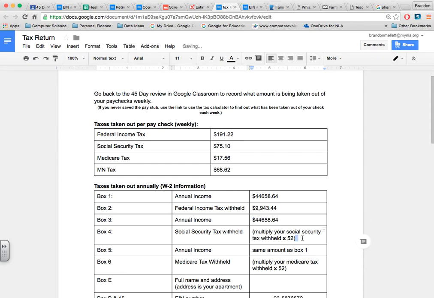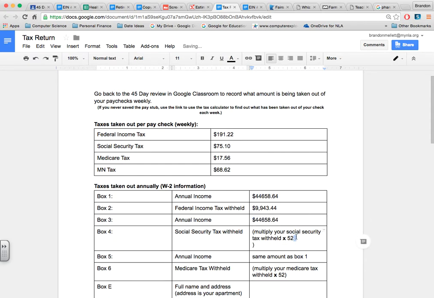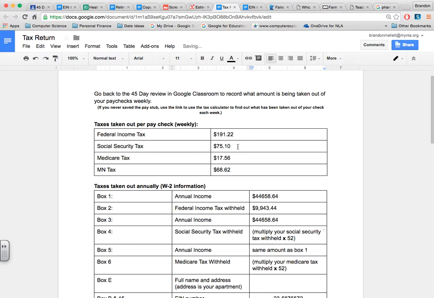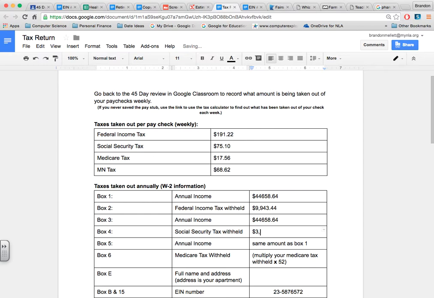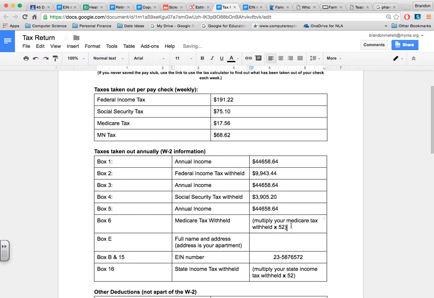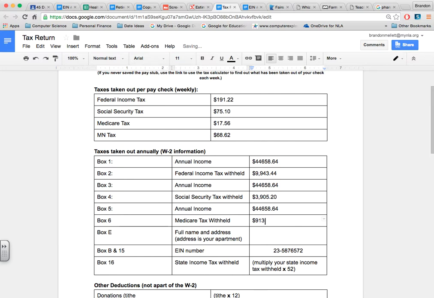Social Security tax withheld. Same thing again. We're going to take our Social Security times 52, and we would get $3,905.20. Annual income again still stays the same because that's not changing. Medicare, multiply 17.56 by 52. We get $913.12. And then full name and address, you can put your name in there.